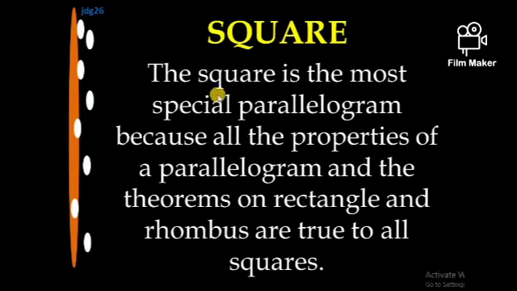Square. The square is the most special parallelogram because all the properties of a parallelogram and the theorems on rectangle and rhombus are true to all squares. Everything we discussed earlier about rectangle and rhombus, as well as what we discussed before about the properties of parallelogram, are true to all squares.